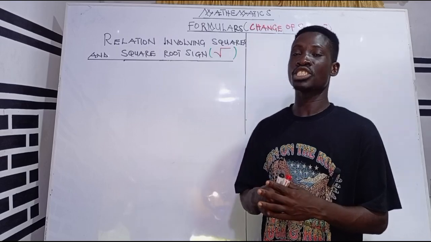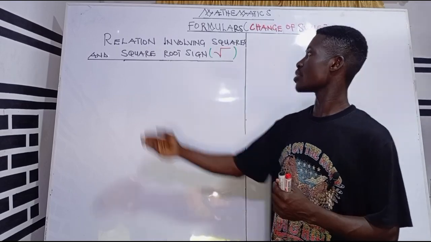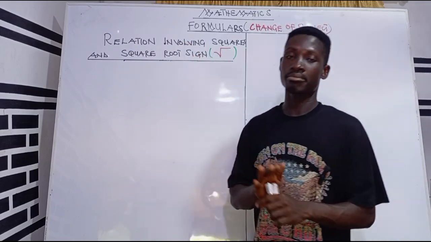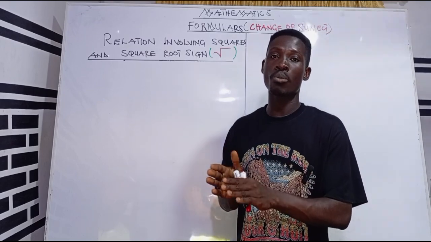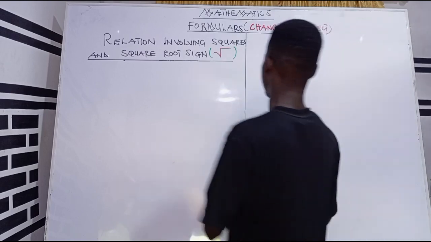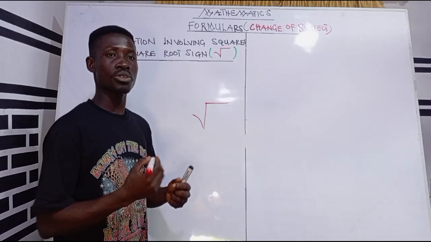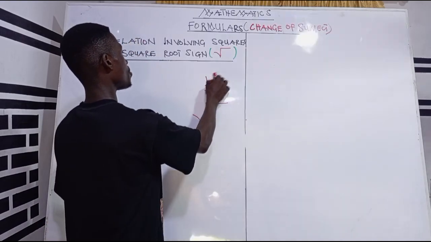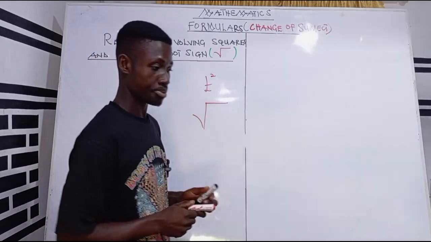Remember, we are still on change of subjects, and today we are looking at relations involving squares and the square root sign. We are going to look at equations or formulas that involve the square root sign. Remember, this is the symbol for the square root sign. We are going to look at equations that involve this and then a variable b squared. This is what we are going to look at today.